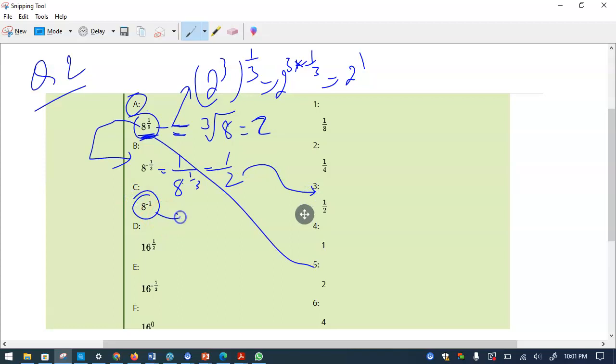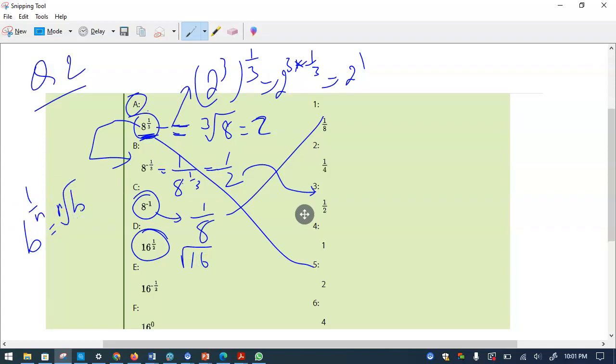What is 8 raised to minus 1? There's a minus 1, so it becomes 1 over 8. So that means where is 1 over 8? It comes here. What is this? This is the square root of 16 because there's 1 over 2. Remember, if you have b raised to 1 over n, it is the nth root of b. And square root of 16, what multiplies itself 2 times to get 16? The only number is 4. So this goes right here.